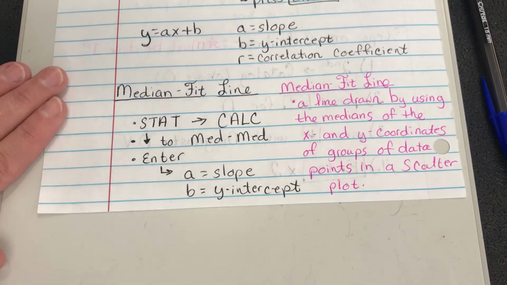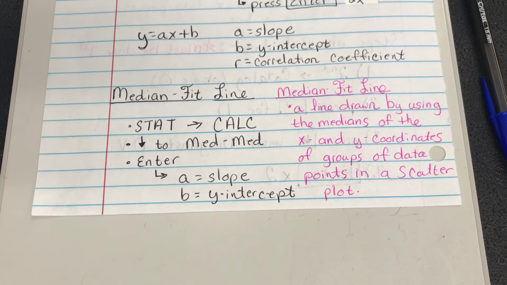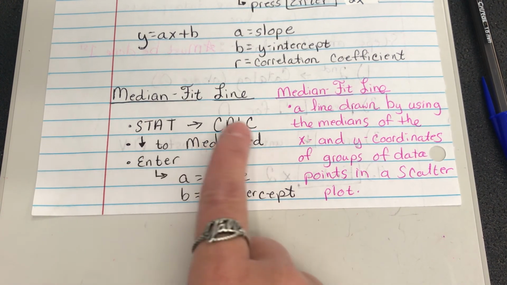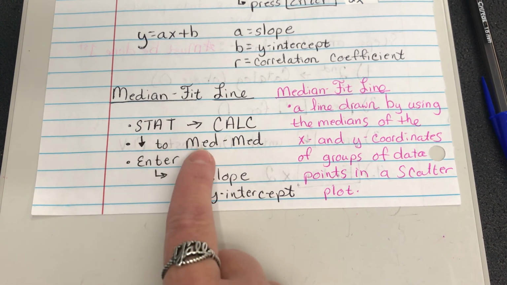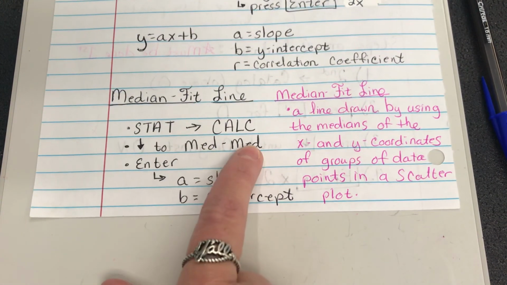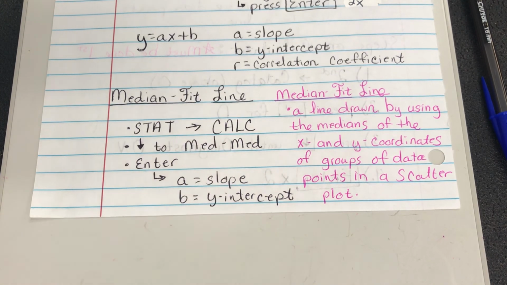Okay, the median fit line. Sometimes they're not going to ask you for the line of best fit or the best fit line. They're going to ask you for the median fit line. If they ask you for the median fit line, you're going to go Stat, Calculate, down arrow to Med. So instead of getting to linear regression, we're going to go to Med. We're going to hit enter. That's going to give me my slope and my y-intercept. Once again, your slope is A. The median fit line is a line drawn by using the medians of the x and y coordinates of groups of data points in a scatter plot.